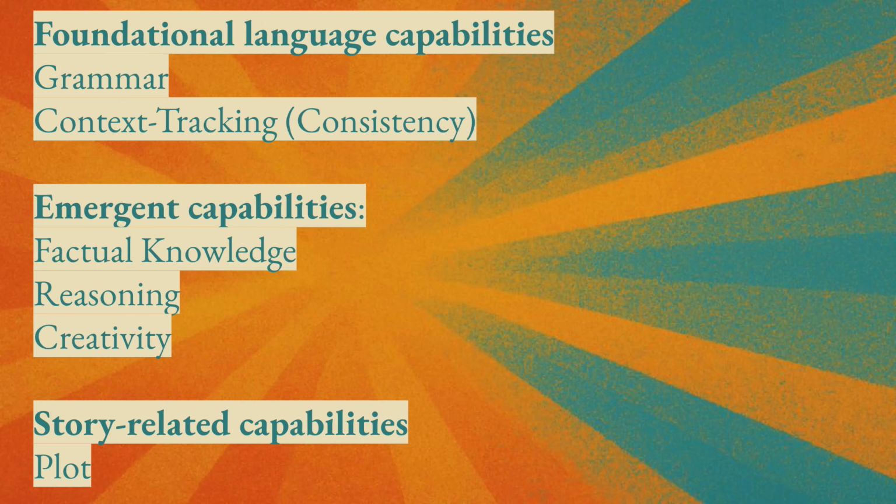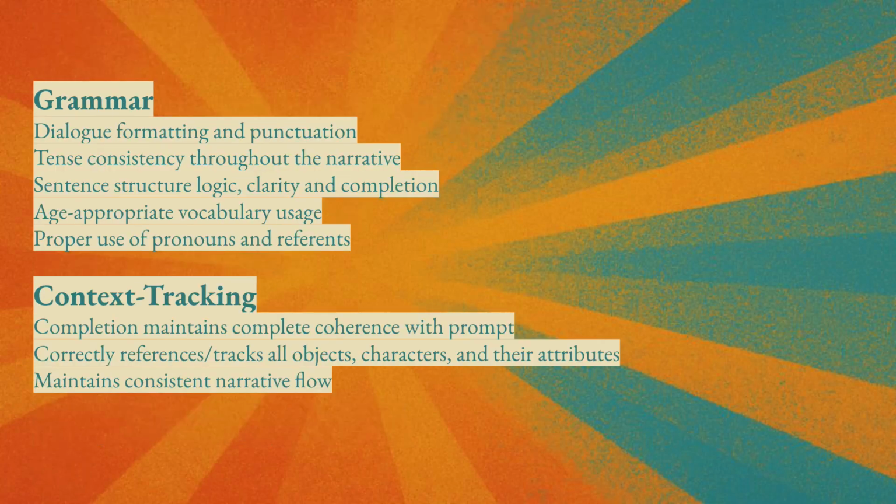First is foundational language capabilities. We have grammar and context tracking, which the Tiny Stories paper calls consistency. Then I have emergent capabilities of factual knowledge, reasoning, and creativity. And then I have the story-related capability of plot. For grammar, I am assessing these 5 criteria. These are taken from the tiny hackathon that I participated in.